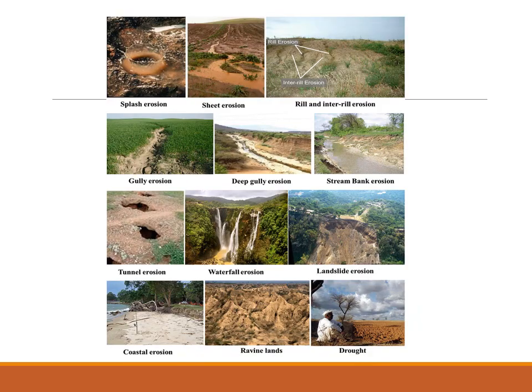So here I have given an image showing all the types of erosion: splash erosion, sheet erosion. Just have a look at this, how the real erosion will be there at the field level.